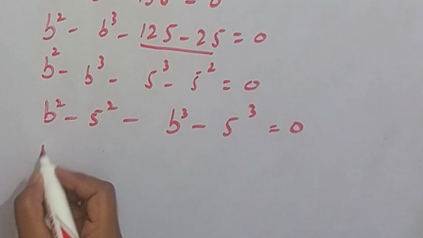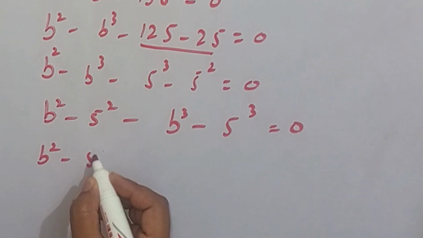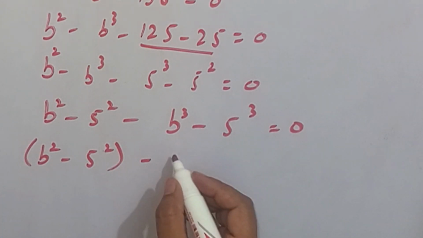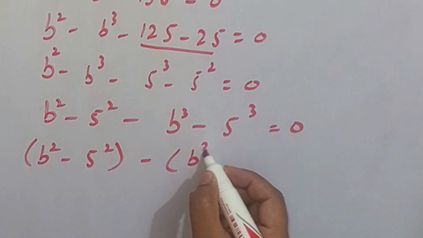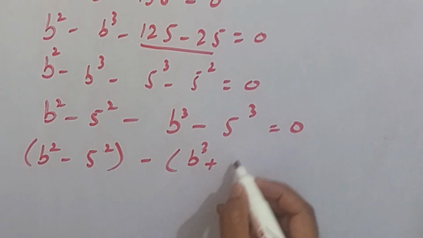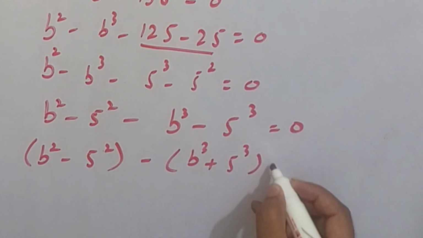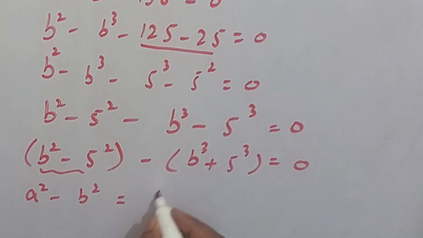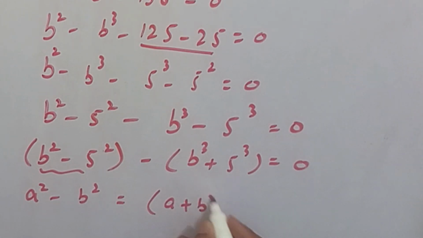Now we write this as b square minus 5 square, and we write these last two values as negative into b cube plus 5 cube. This is equal to 0. Now in the next step we use the identity. First identity that we use for this term, which is a square minus b square. As we know, this is equal to a plus b multiply a minus b.